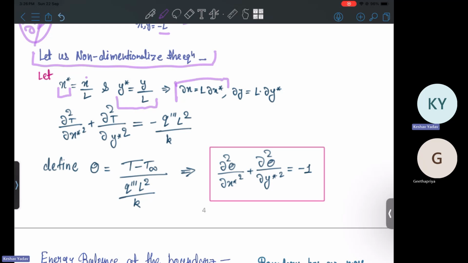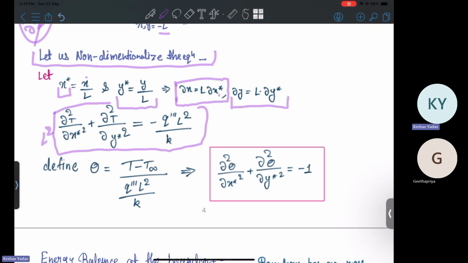From here, what will we get? del x will be equal to L multiplied by del x star. Similarly, del y will be equal to L del y star. Now you put this in, and the term L square will come. If we take L square to the right hand side, this is the equation that we'll get: del 2T upon del x star square plus del 2T upon del y star square will be equal to minus q triple prime L square upon k.